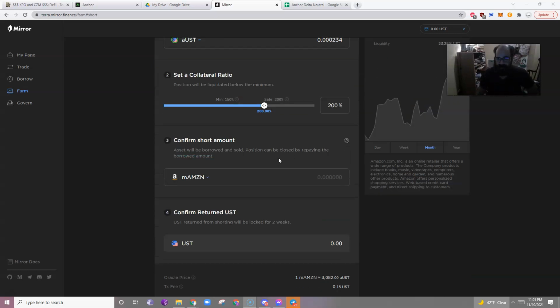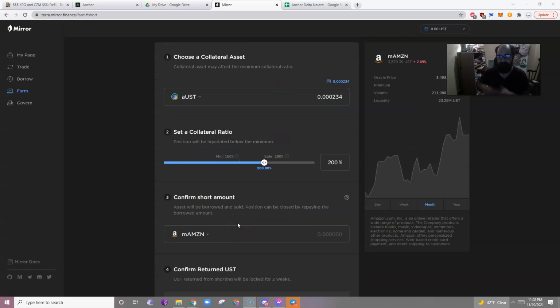Now the cool thing is that you will have that amount in Amazon stock, but you'll also get that amount in returned UST, which is pretty interesting. So you'll get $5,000 worth of Amazon, but you'll also get $5,000 worth of UST in 2 weeks. So you're getting 100%. You're essentially doubling, kind of, your UST that you put in.